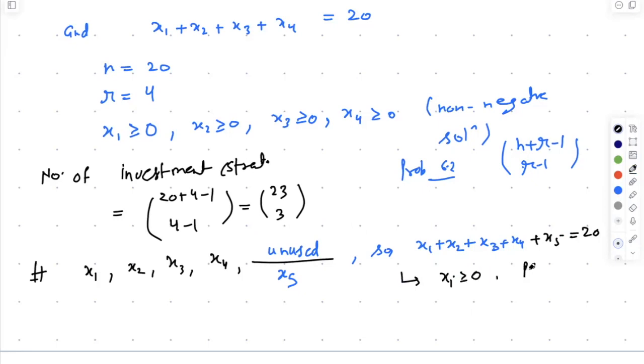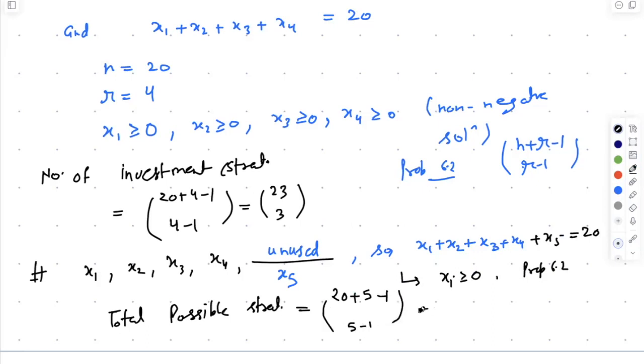So again, we will use proposition 6.2. In this case, the total possible strategies are going to be n plus r minus 1 choose r minus 1, where r is 5, so 5 minus 1. Simplify, it should be 24 choose 4. You can simplify and get the answer. I hope no issues are there.